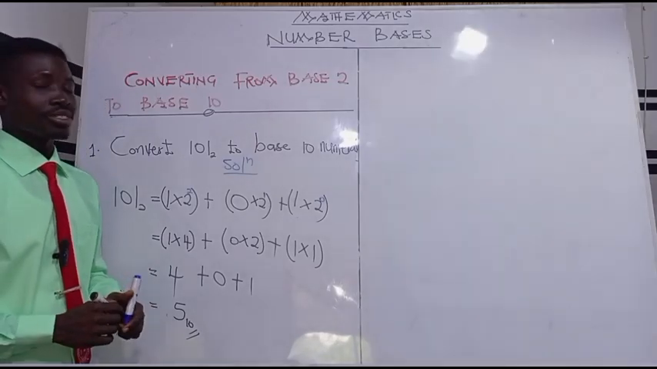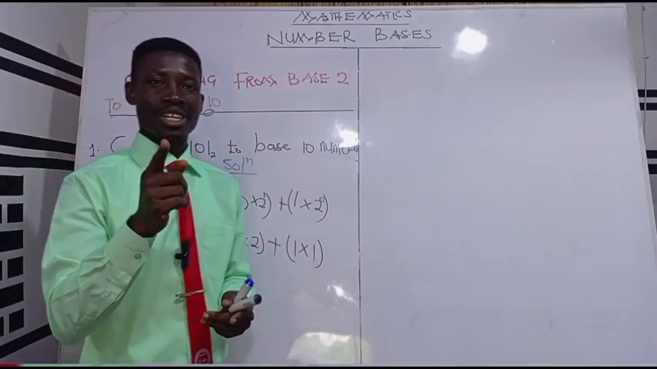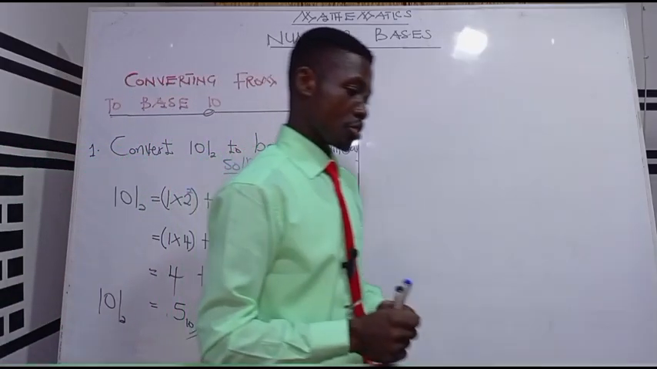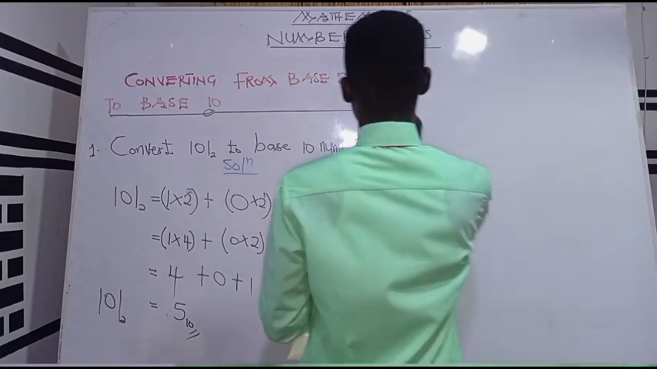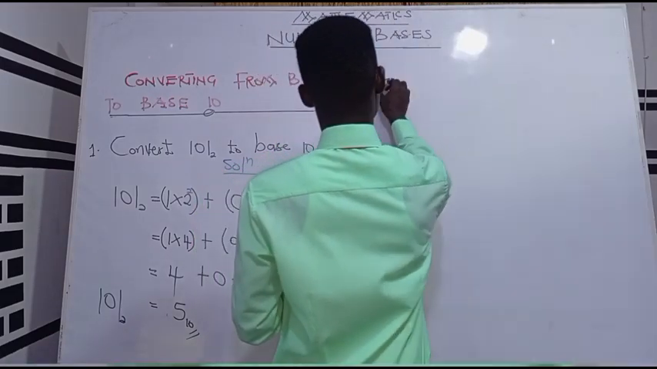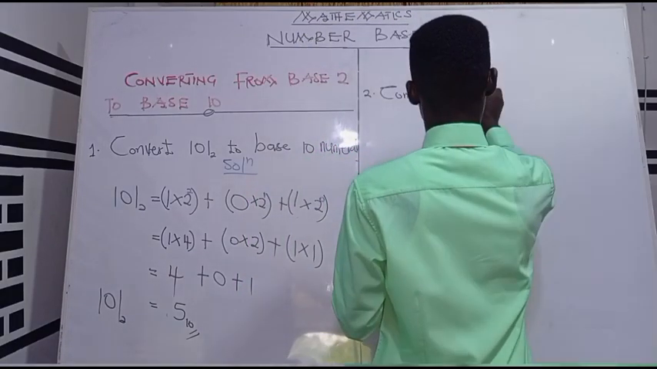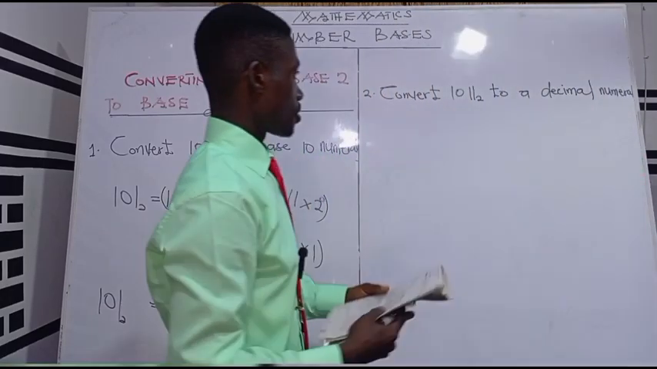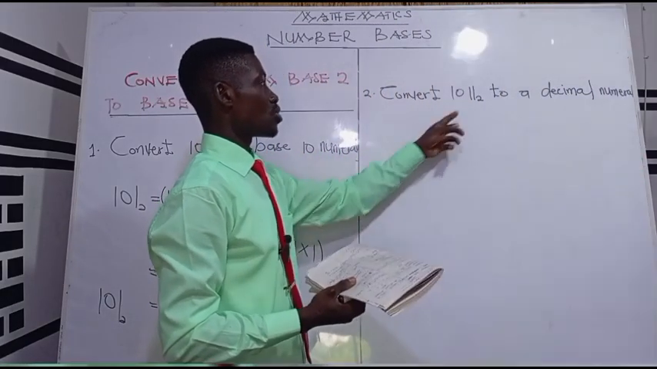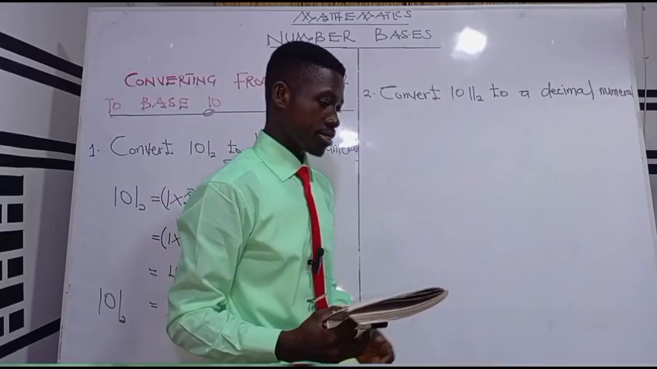Very, very simple. You see how simple it is? We take the next example. It is your example. Pause the video and then you solve it. So your example is convert 1011 base 2 to a decimal numeral. Try your hands on it.